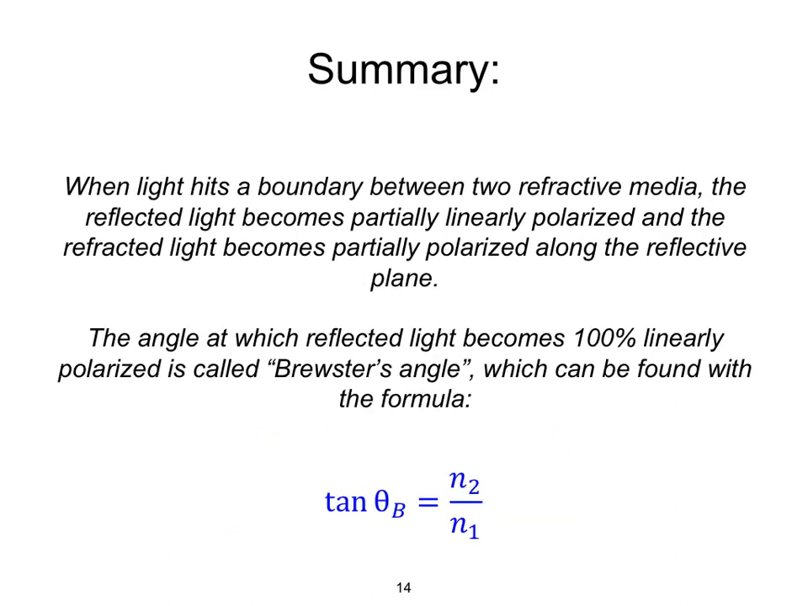When light hits a boundary between two refractive media, the reflected light becomes partially linearly polarized and the refracted light becomes partially polarized along the reflective plane. The angle at which reflected light becomes 100% linearly polarized is called Brewster's angle, which can be found with the formula tangent of Brewster's angle equals the index of refraction of the refracting medium over the index of refraction of the incident medium.